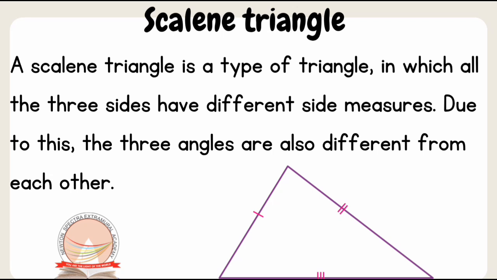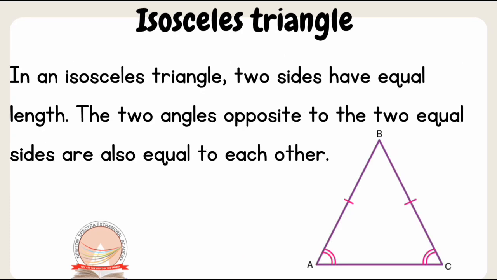A scalene triangle is a type of triangle in which all the 3 sides have different measures. Due to this, the 3 angles are also different from each other. Isosceles triangle. In an isosceles triangle, 2 sides have equal length. The 2 angles opposite to the 2 equal sides are also equal to each other. So I want us to take note of this property as we proceed in finding the area and perimeter of a triangle.